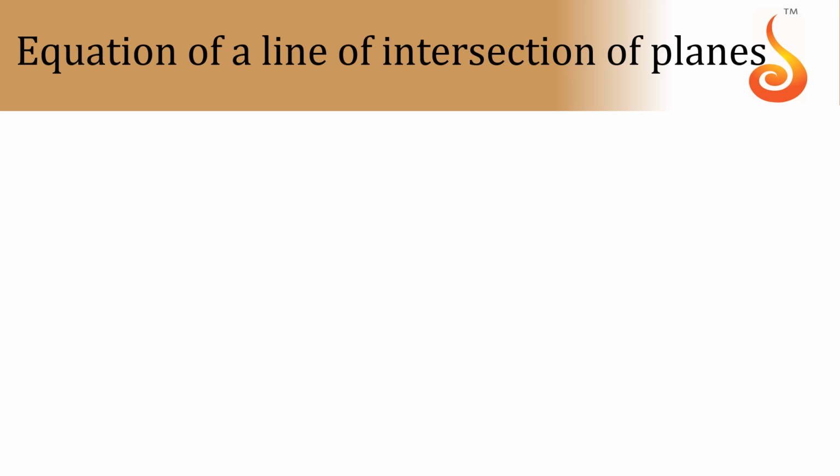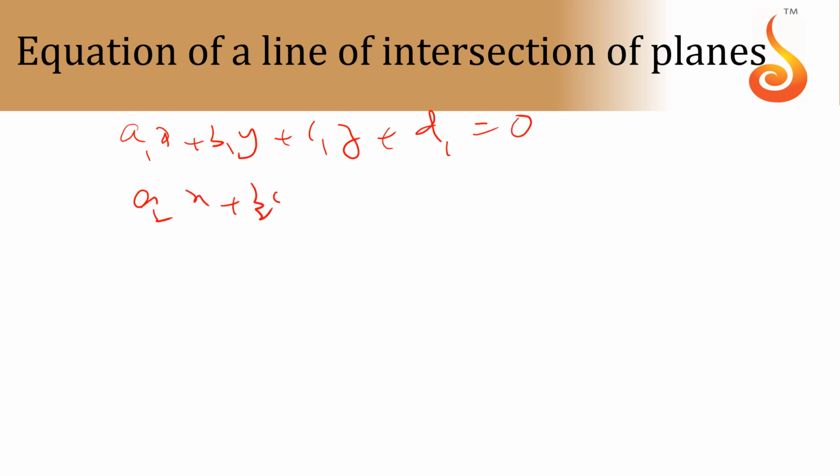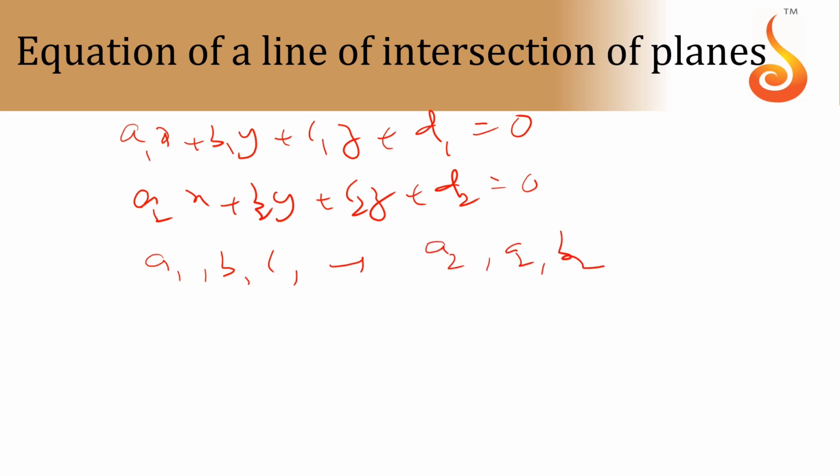Then the equation of a line of intersection of planes. Suppose you have two planes, A1x plus B1y plus C1z plus D1 equals 0, and A2x plus B2y plus C2z plus D2 equals 0. Assume that these planes are intersecting. So there will be a line of intersection of the planes. How to get it? You know that A1, B1, C1 are the DRs of the normal to the first plane, and A2, B2, C2 are the DRs of the normal to the second plane.